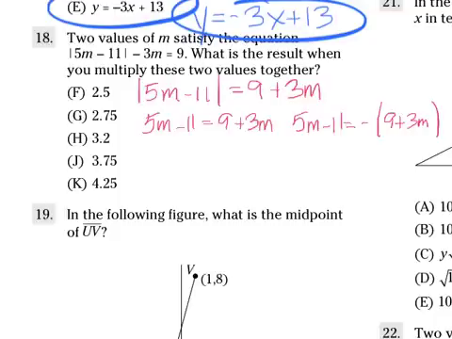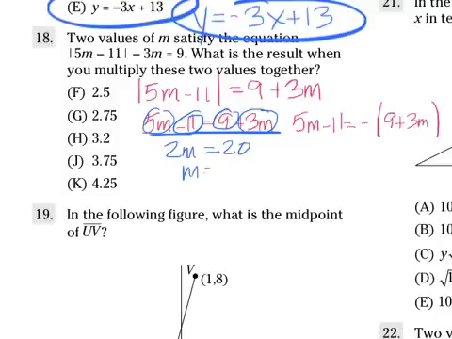So on this side, to solve this, you'll have 5m. You'll be taking away 3m to get 2m. And then on the right side, you have a 9. You'll be adding 11 to that and come up with a 20. So m would equal 10 in that case.